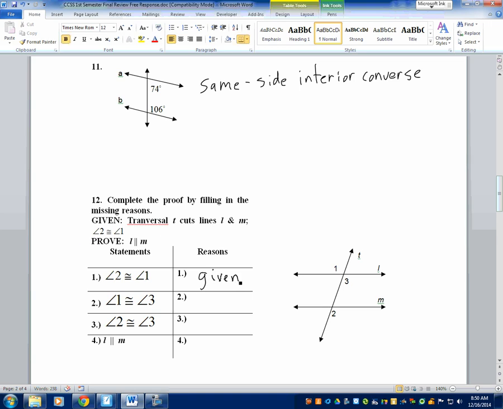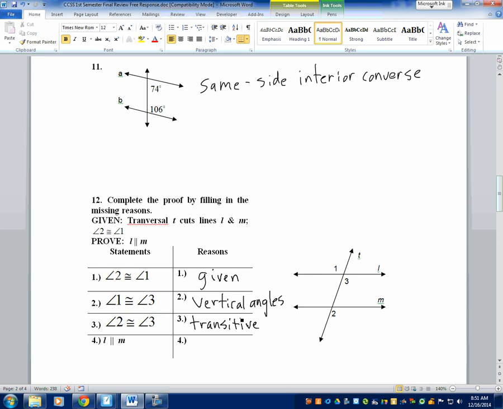How do I know 1 is congruent to 3? Okay, you can expect that on the final. Vertical angles. Now, here's the correct transition. 2 is congruent to 3 by transitive property, not by corresponding angles. It's by transitive property. So what's the dead giveaway that you should be using transitive property?